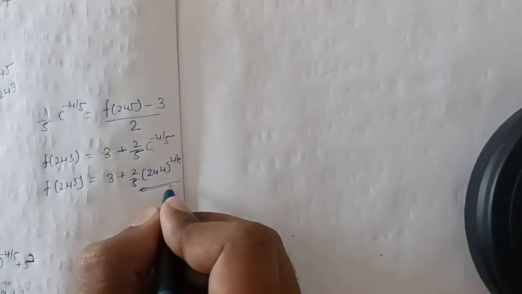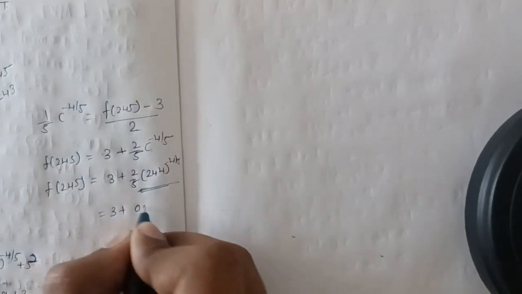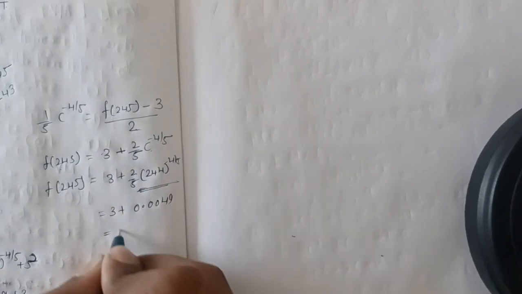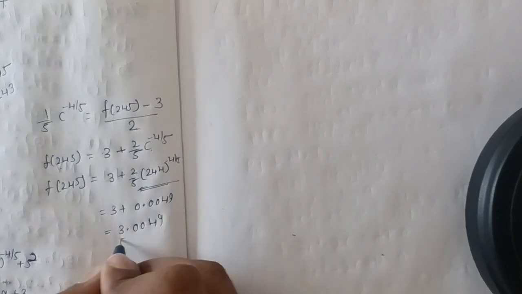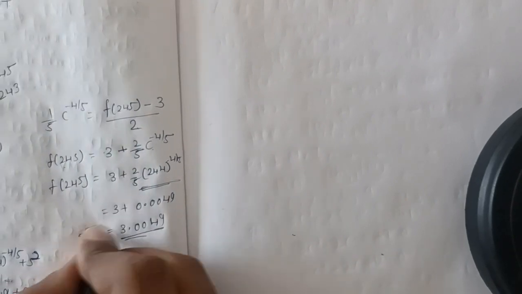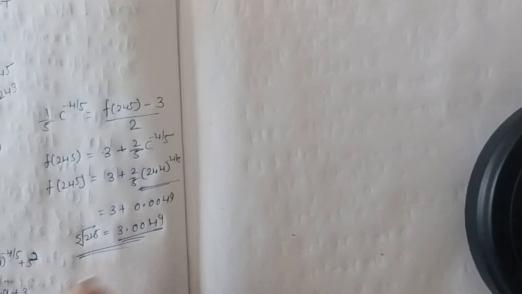Then the total value becomes 0.0049, and adding them gives 3.0049, and finally this is the value of the fifth root of 245. We got the value. Now we are going to see the second problem, a different model.